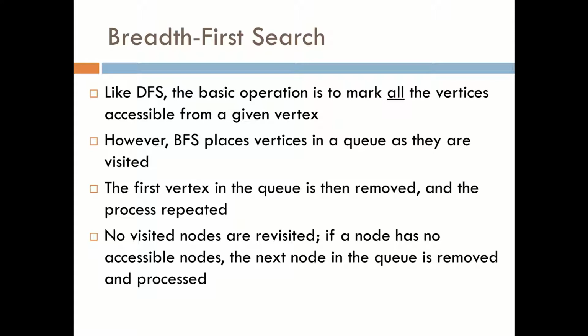So the first vertex in the queue is then removed, and then all of its neighbors are looked at and they're marked as visited and placed in the queue. In this way, it ensures that none of the vertices or nodes are revisited at any time. And if a node has no accessible nodes, then the next node in the queue will then be removed and processed. And we will walk through a detailed example of using a queue to do breadth first search.